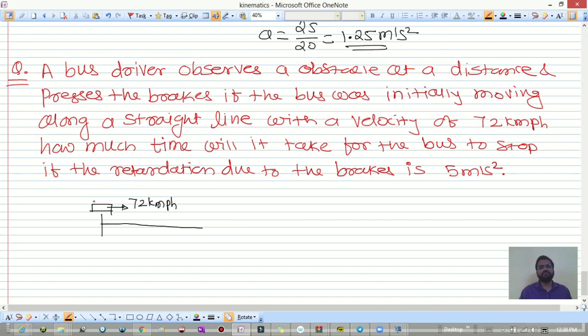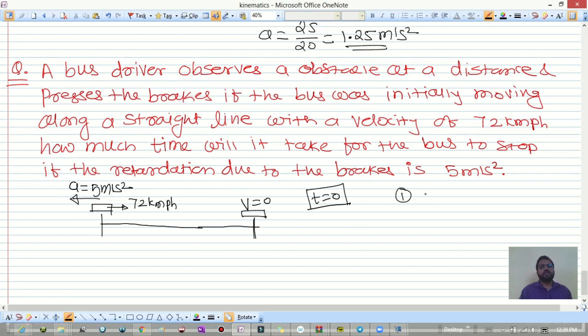I told that retardation is given, that is a equal to 5 meter per second squared. Now we want to know the time at which the velocity of the bus becomes 0. You can calculate the time by using the first equation of motion.